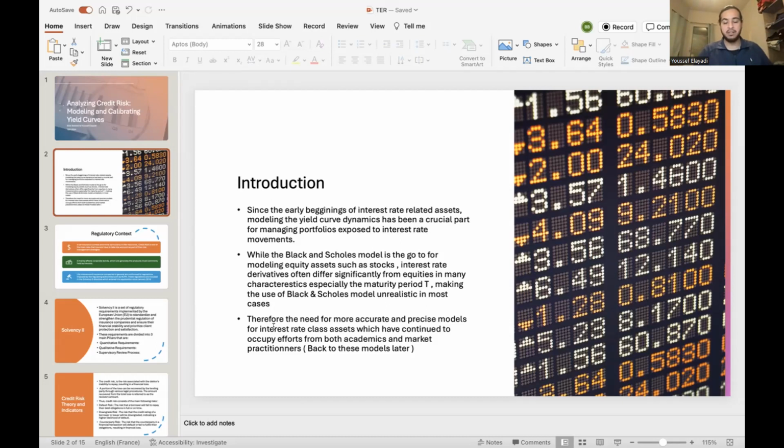which have led to the introduction of the Vasicek model, for example, which is the base model, and the TER model, which Bilal will talk about thoroughly later on in this presentation.